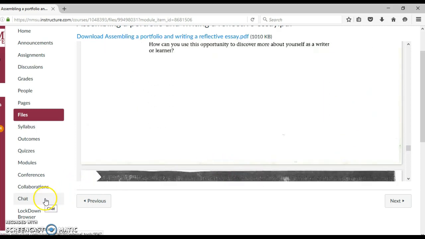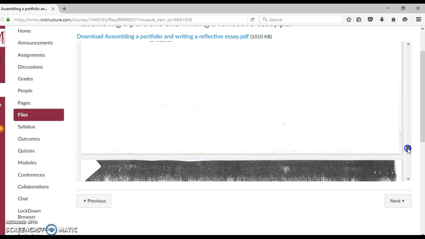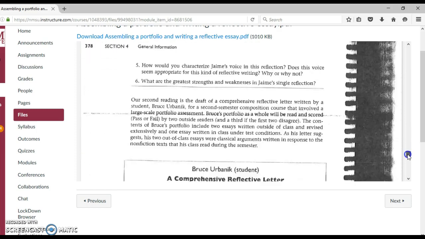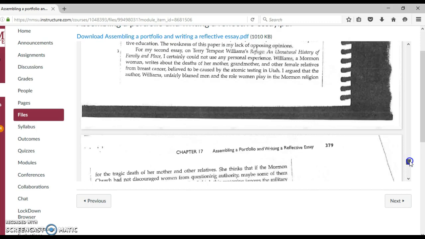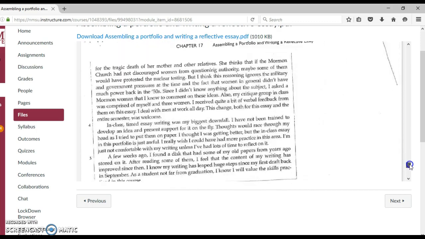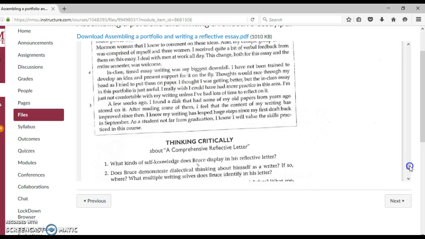So I definitely suggest that you read this, and if you keep scrolling down, there's also an example of a letter. So if you look at this letter, this is the type of letter that you're going to be writing. So I think this is a really helpful example because it shows you how he's very detailed, but the letter is also short and straight to the point.